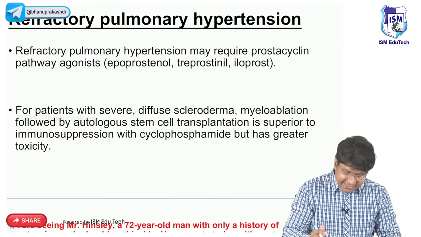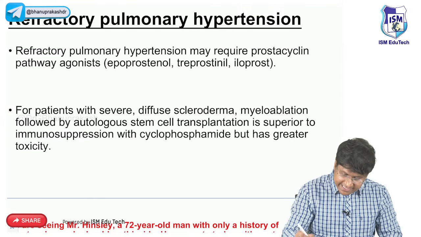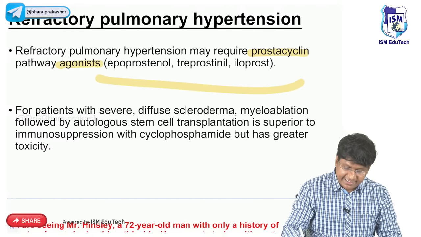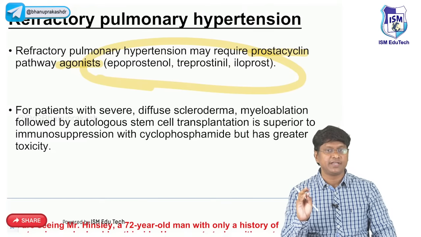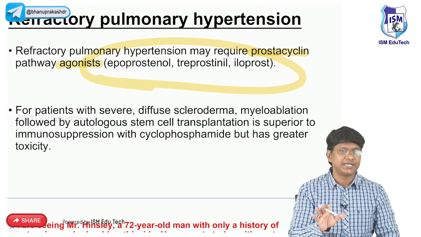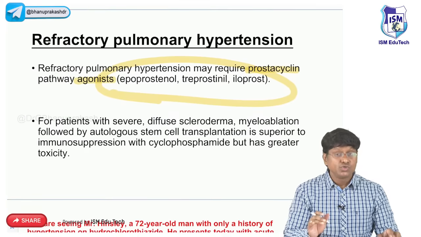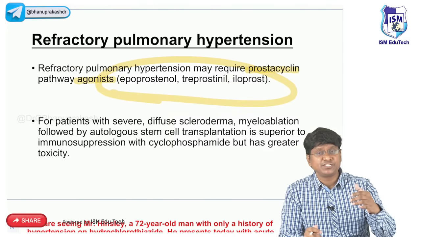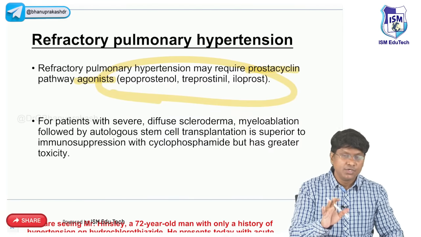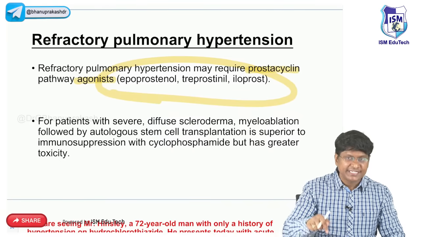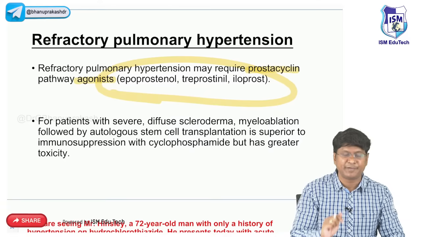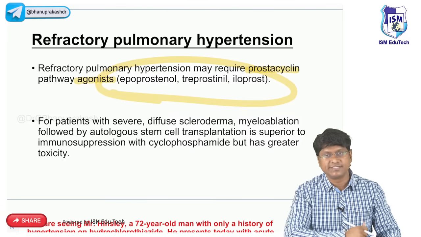Whenever there is refractory pulmonary hypertension, in them you need to give prostacyclin analogs. And these prostacyclin analogs are epoprostenol, treprostinil, and iloprost. So these are the drugs which are given for treatment of pulmonary hypertension. Which type of patients with scleroderma can have this mortality? That is only diffuse scleroderma, not localized scleroderma. Why? Because in diffuse scleroderma, you have rapid visceral organ involvement. Even pulmonary hypertension can develop that can cause the death of the individual.